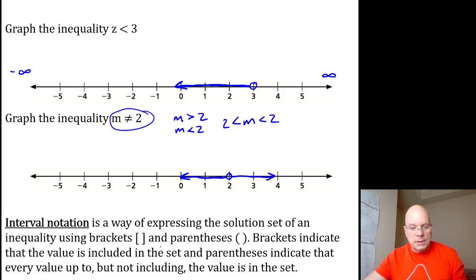So use brackets and parentheses, and you indicate values are included with brackets and not included with parentheses. This will be better understood with some examples, but basically you're just writing down all of the possible values, from the least possible value of the variable all the way up to the greatest possible value.